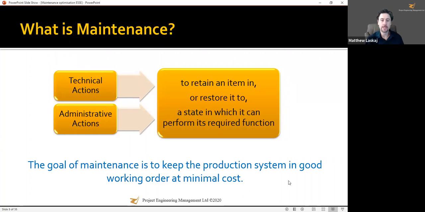So what we're trying to do is keep it in good working order, but at the minimal cost. So we want to do it as cheap as possible, but as long as it meets that function. So that term there, required function, is really important to define what we want our equipment to do before we even consider doing maintenance on it.